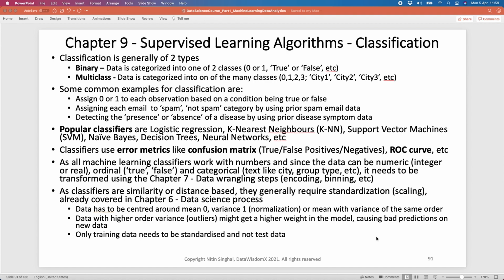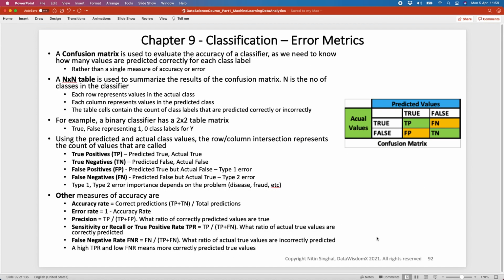Now let's look at the error metrics. So the most common and widely used error metric for classification is the confusion matrix. And what it does is it allows you to evaluate the accuracy of the classifier. And how it does that is it tells you how many of your predicted values, the y values, are in the correct class or category.